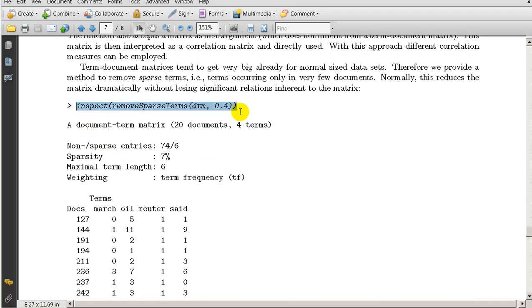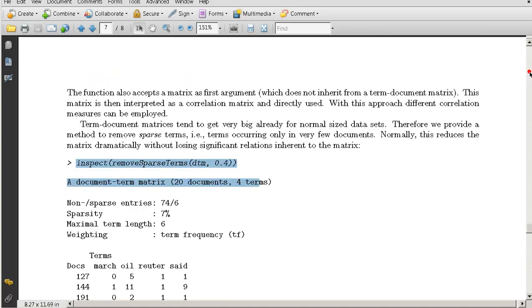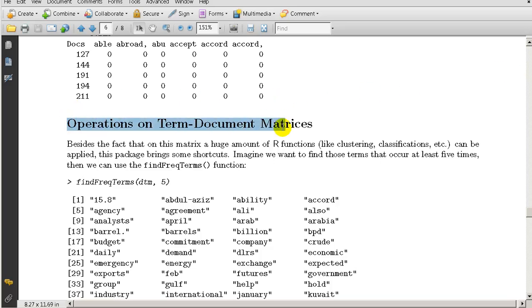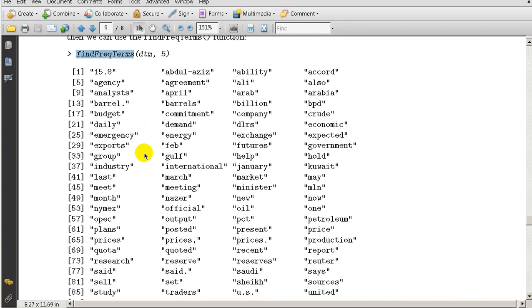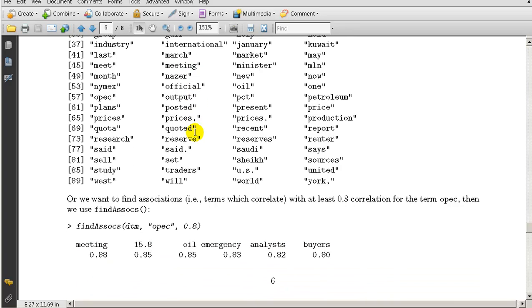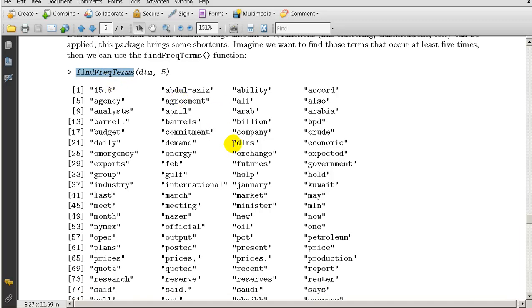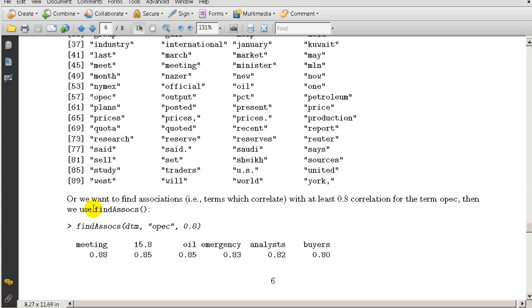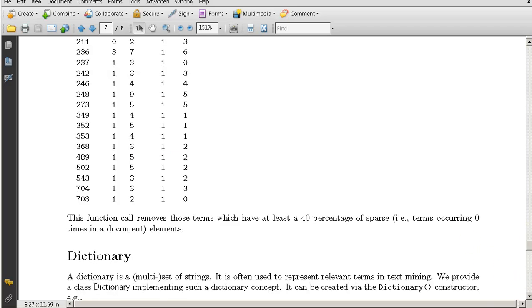Okay, so you can inspect it. That is operations on the term document matrix. We can do lots of things because it's a matrix, but these are special functions that are part of this package. You can find frequent terms, which is very helpful, and find associations, which is also very helpful for a specific word and could be very interesting. And remove sparse terms. Okay, let's go to the dictionary next.